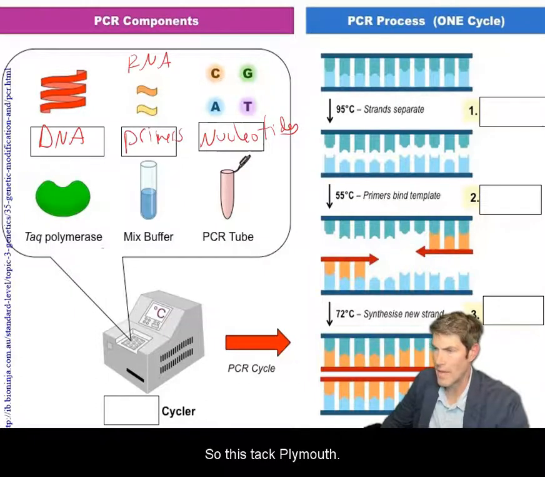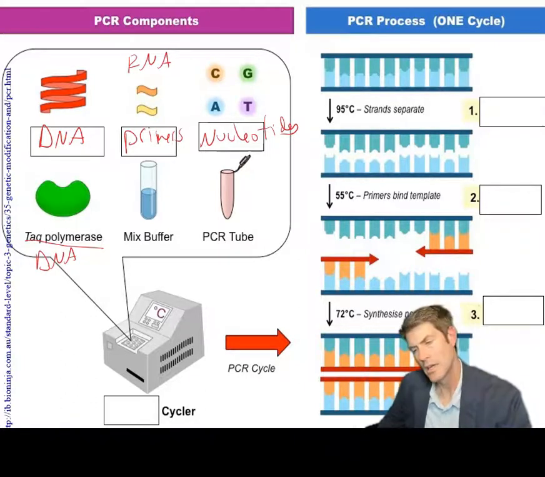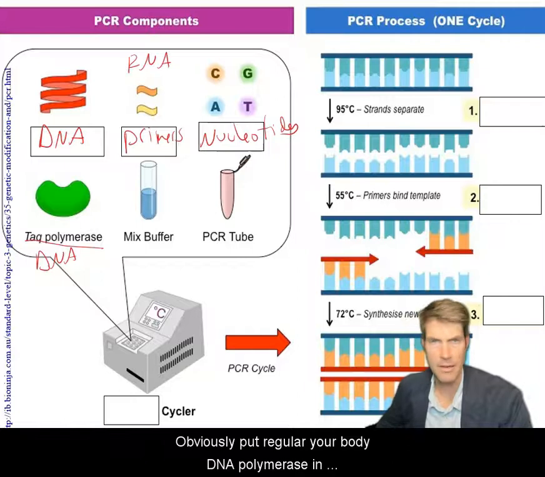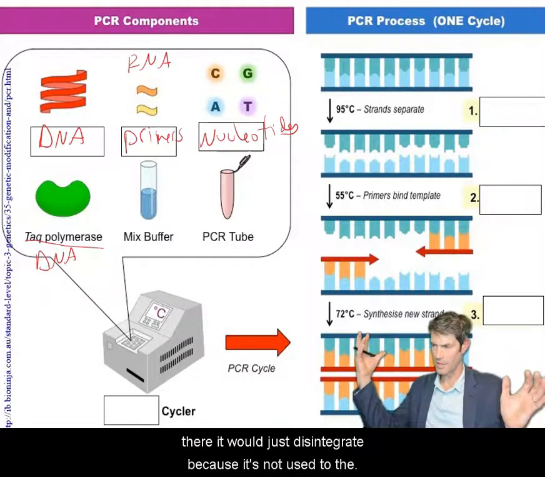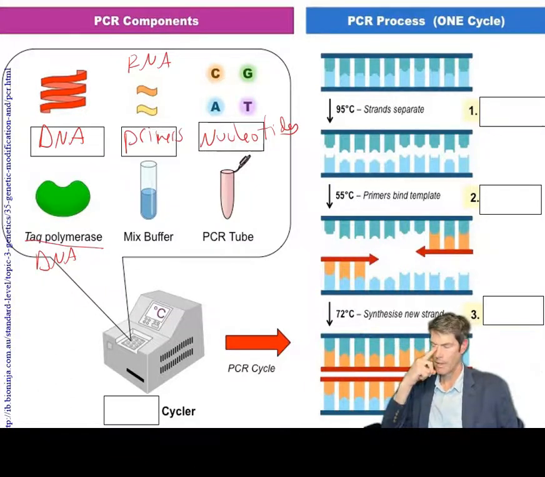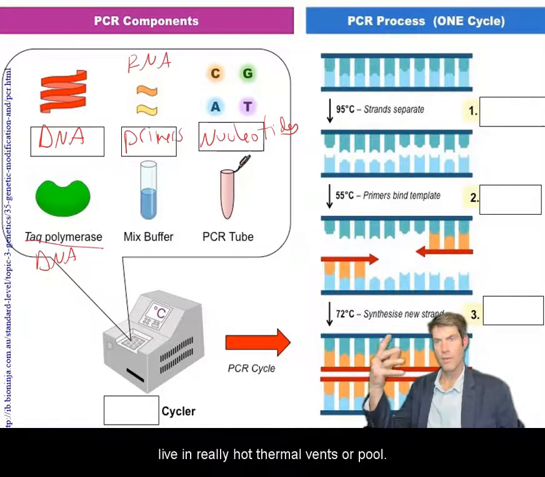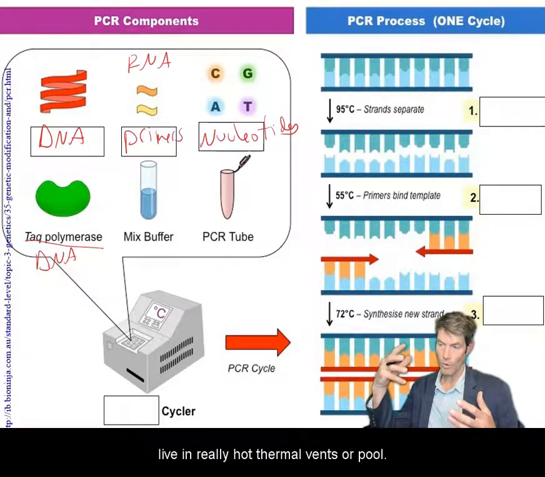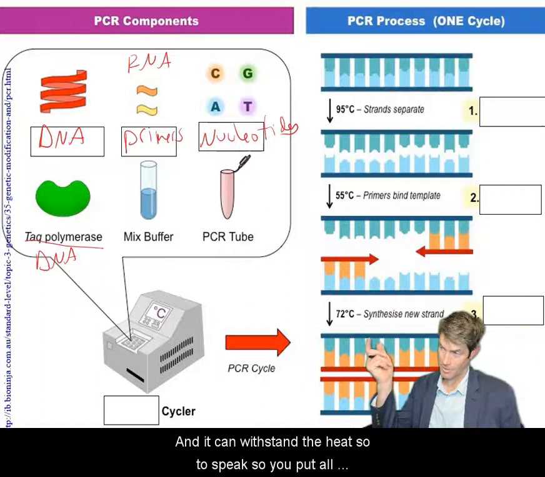And then the Taq polymerase, instead of DNA polymerase. If we put regular body DNA polymerase in there, it would just disintegrate because it's not used to the high temperatures. This is a special polymerase that's been developed using bacteria that live in really hot thermal vents or pools, and it can withstand the heat, so to speak.